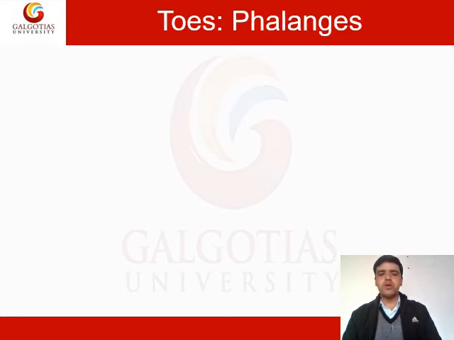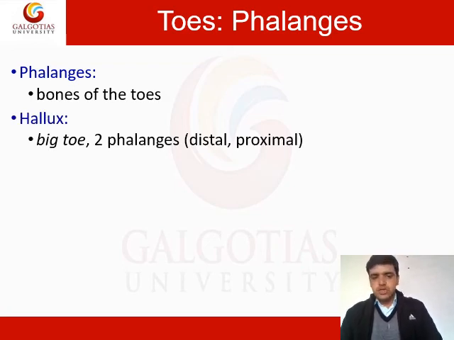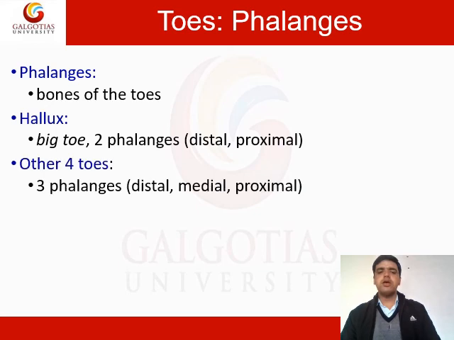Now we are moving on towards the phalanges. The phalanges are the bones of the toes, or in other words, the fingers of the legs. The toes can be further divided into 2 areas. The big toe, also called the hallux, contains 2 phalanges, the distal and proximal. The other 4 toes contain 3 phalanges each: the distal phalanges, middle phalanges, and the proximal phalanges.